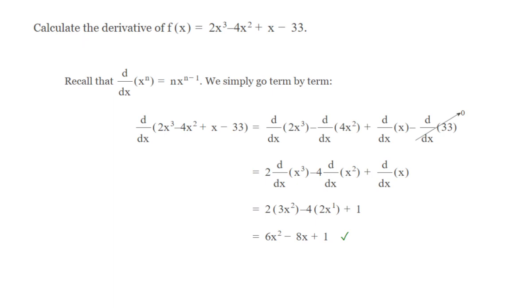So the next line can be written as 2 into derivative of x cube minus 4 into derivative of x square plus derivative of x. So that is 2 into derivative of x cube is 3x square. Derivative of x square is 2x and derivative of x is 1. So simplified, we will get the answer 6x square minus 8x plus 1.